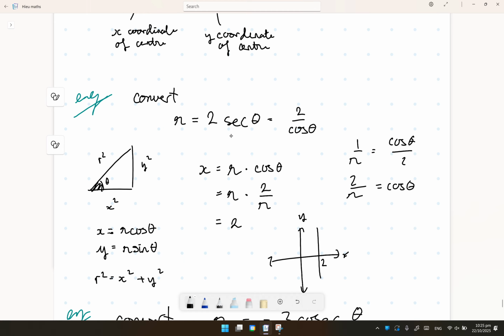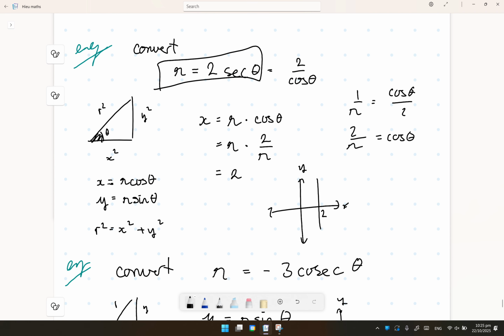Okay, so we're going to convert r equals 2 sec theta into Cartesian. Well, we first say that r is equal to 2 over cos theta. Then x is equal to r times cos theta. We know that from before, right? The triangle, and then r multiplied by cos theta is just going to be 2, divided by r, to be equal to cos theta, so that's that, and then x equals 2. So it's just a straight line like this.